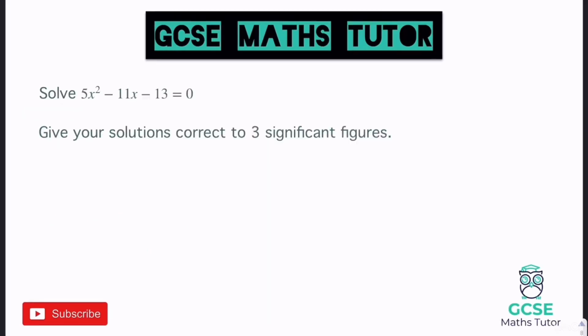Okay, so we've got solving a quadratic here, and it says give your answer correct to 3 significant figures. Now this gives you a massive hint here, 3 significant figures, that it doesn't factorise. And when a quadratic doesn't factorise, when we've got to solve it, in whatever scenario, we've got to use the quadratic formula.